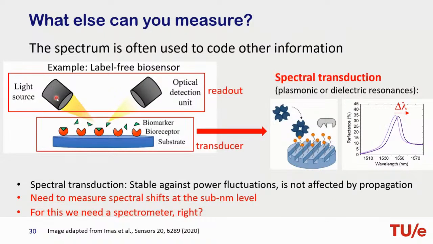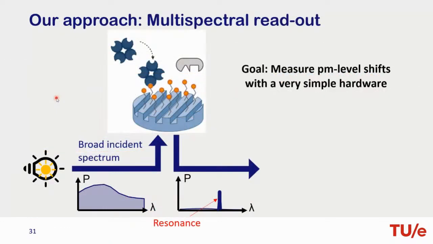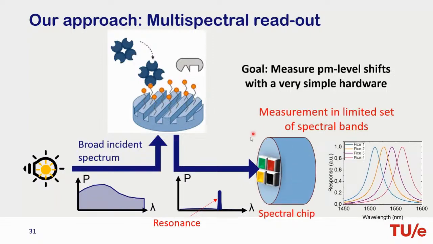Of course, there could be different tricks of doing the job. Thomas, who was in the chat before, is working on some of this. In our group, we tried something different, and our idea was, okay, there is a spectral resonance, and we want to measure a small change in it. Can we do this with very simple hardware, particularly an array of detectors that we can integrate on a single chip? So can we measure this wavelength shift using a very limited set of spectral bands?